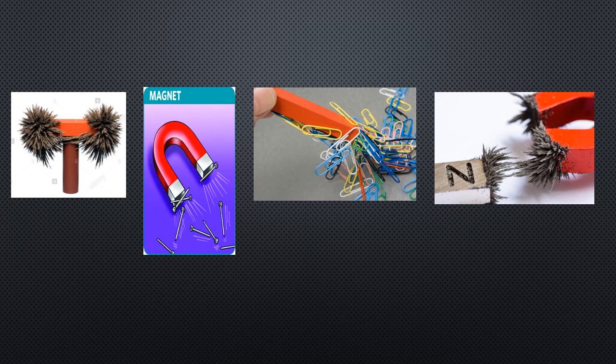The attraction power of the magnet is more at the ends than the middle. The two ends where the power of attraction is more are known as magnetic poles. Here you can see a large number of file clips and a large amount of iron filings have been attracted to either side of the magnet. These sides are the poles of the magnet.